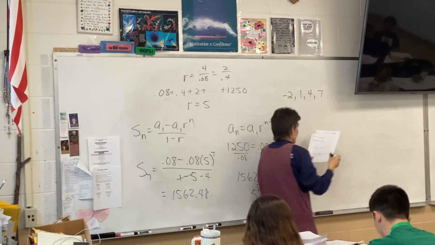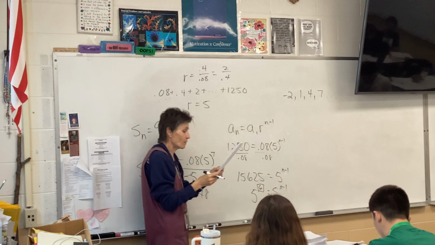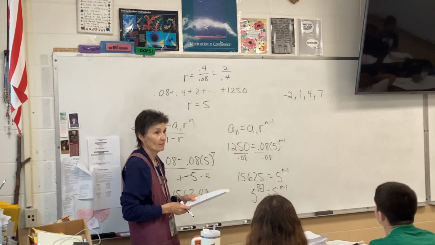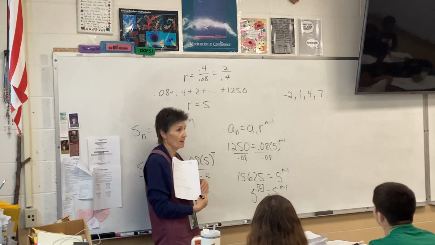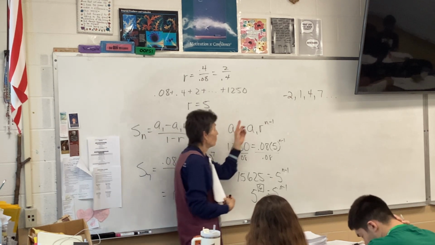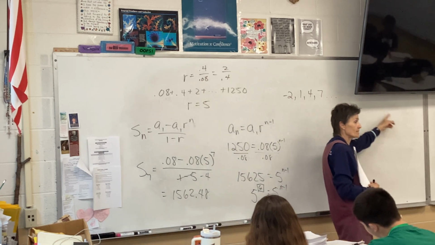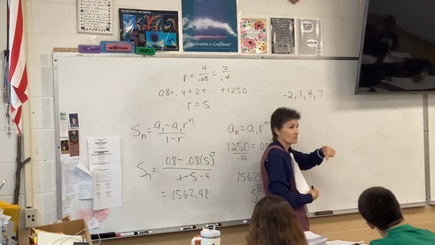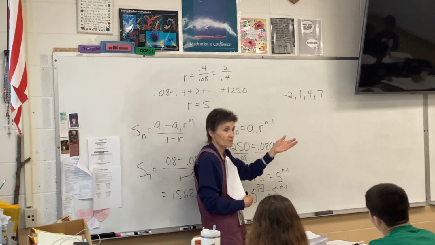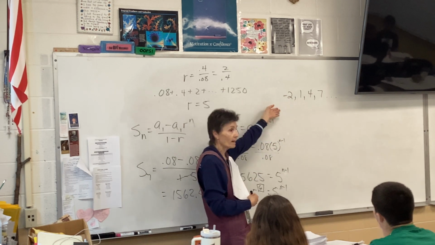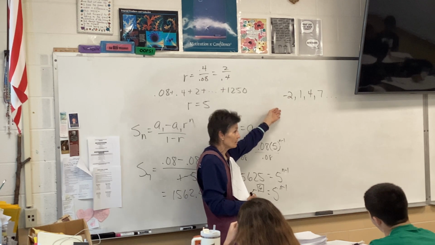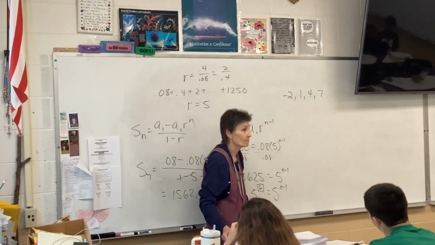Okay, your job is to add up these terms, the first 90 of them. You do not want to write out 90 terms and then type them into your calculator, plus. We don't want to do that. We're going to use our formulas. So what's the first thing we have to figure out? What kind of a sequence do I have?